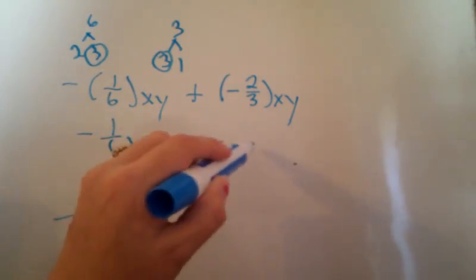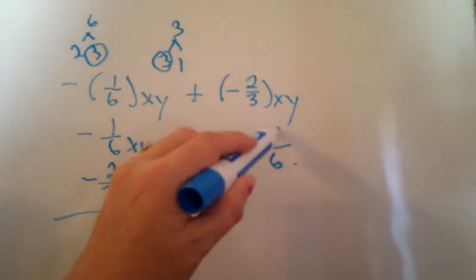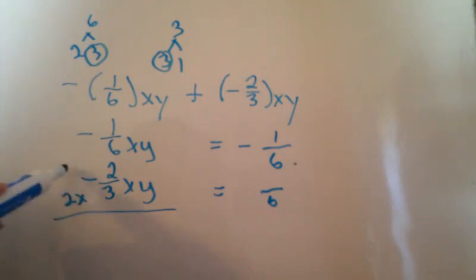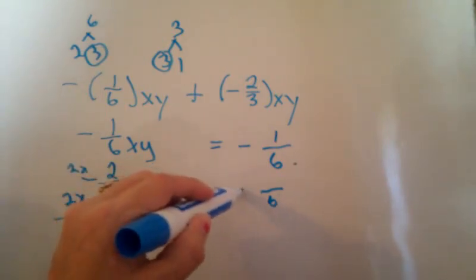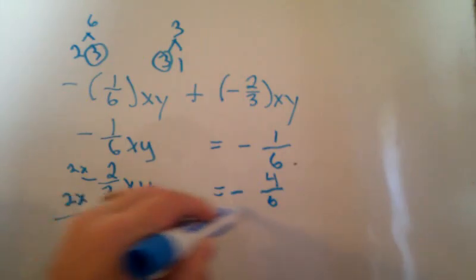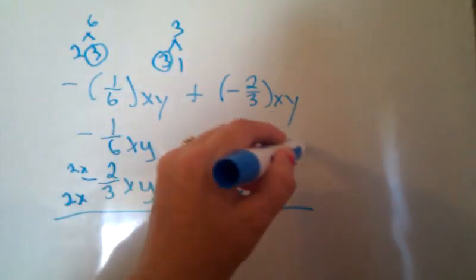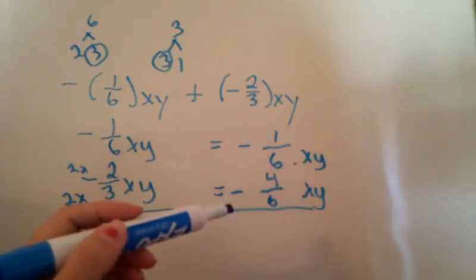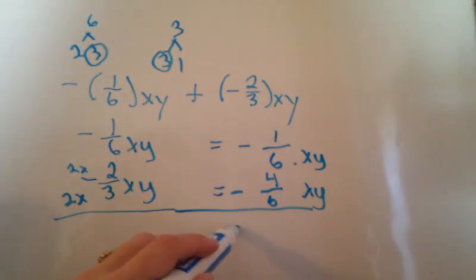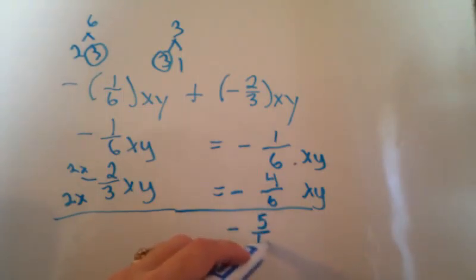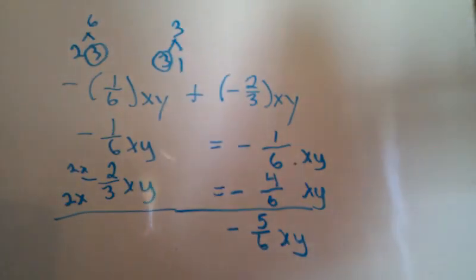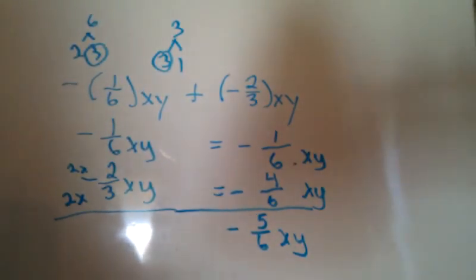Okay. This denominator is already 6. I'm going to change this to a 6. So 2 times 3 is 6, so 2 times 2 is 4. And of course, don't forget my xy. My signs are the same, so I keep the sign and add. 1 plus 4 is 5. My denominator is 6. How did you do? I hope you remembered that.